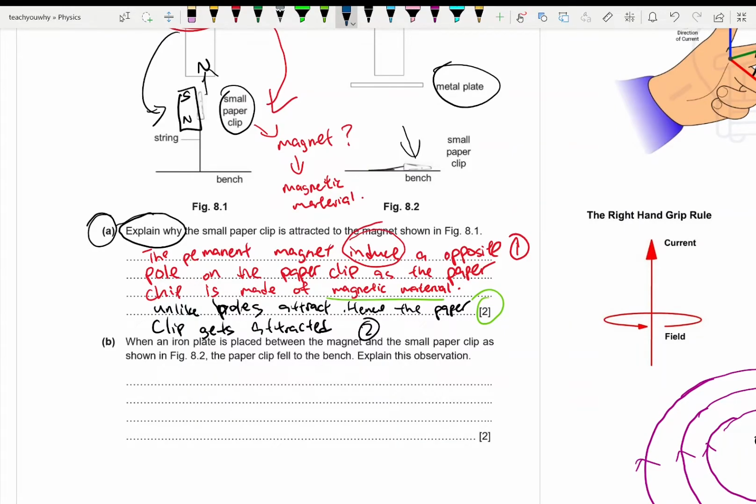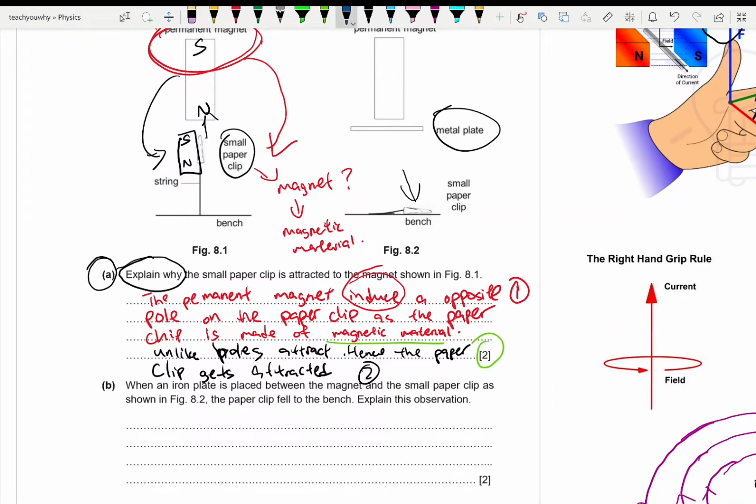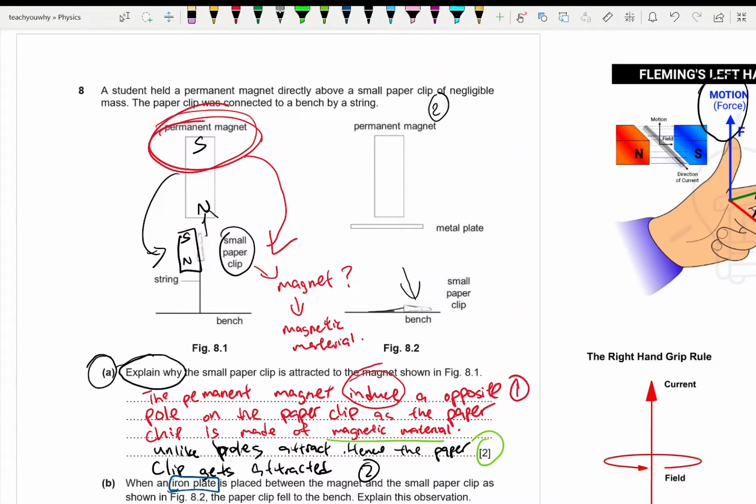When the iron plate is placed between the magnet and the small paper clip as shown in figure 8.2, the paper clip falls to the bench. Explain this observation. Now, what do we learn? This metal plate is actually an iron plate. If you recall, iron is what we call a magnetic shielding material. Now what it does is that, let's say this is North Pole, this is South Pole, it will direct the magnetism this way.